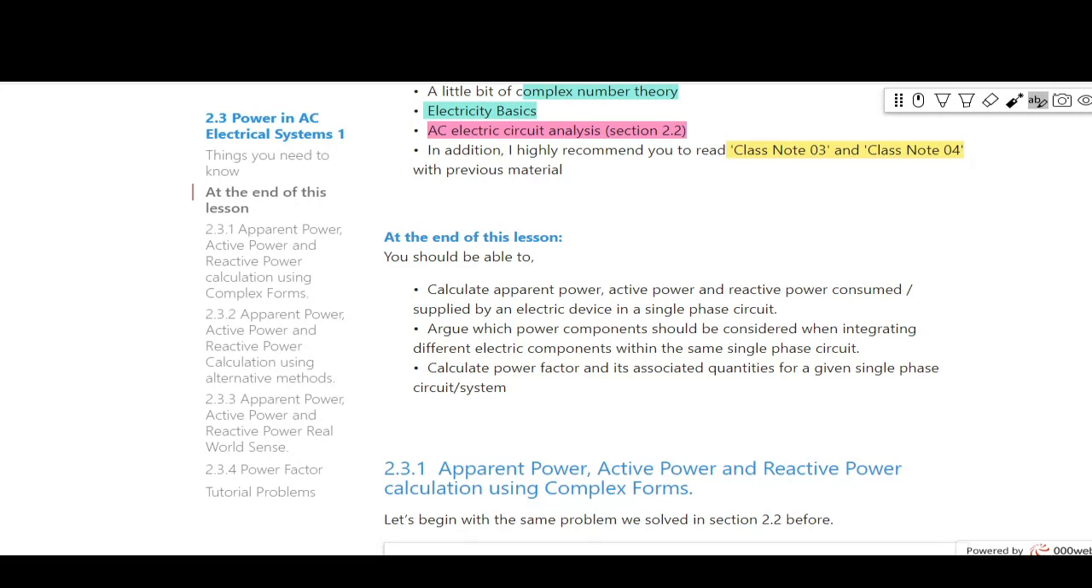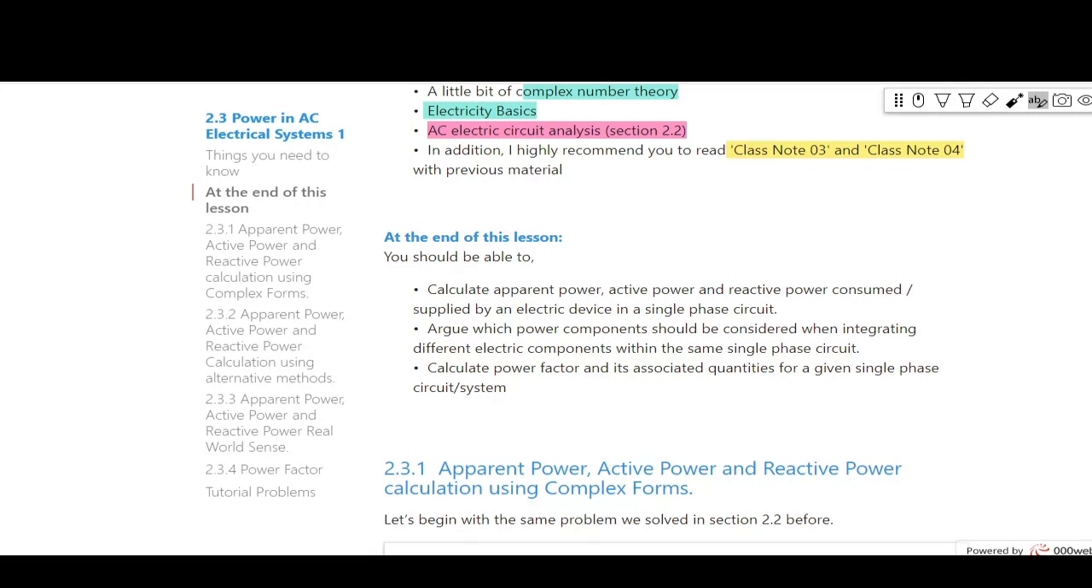And you should be able to argue, like I said earlier, when you're going to size a conductor. So you're going to find the current carrying capacity of a conductor needed to wire a load to a generator. In such situations, you should be able to argue which power component you are going to go with. Is it the active power, reactive power, or apparent power? Or else you are going to integrate several loads into the same electrical system. In such situations, you should be able to argue and understand which power components are important and which are not.